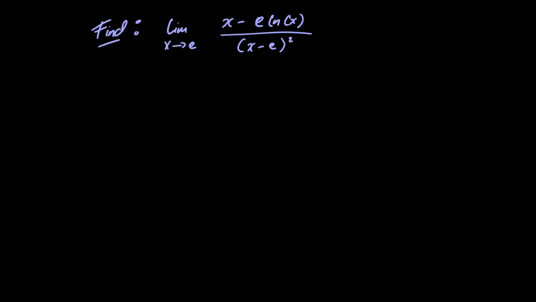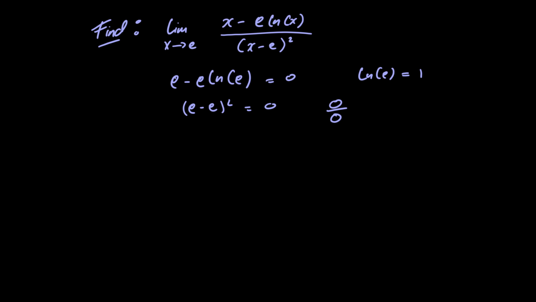So, if we were to just go ahead and let x equal e, in the numerator we would have e minus e multiplied by the natural logarithm of e. Now, the natural logarithm of e is just equal to 1, so we would have 0 in the numerator, and (e minus e) all squared is just equal to 0. So our limit is of the form 0 over 0, and in order to solve it we're going to have to apply something called L'Hopital's rule.